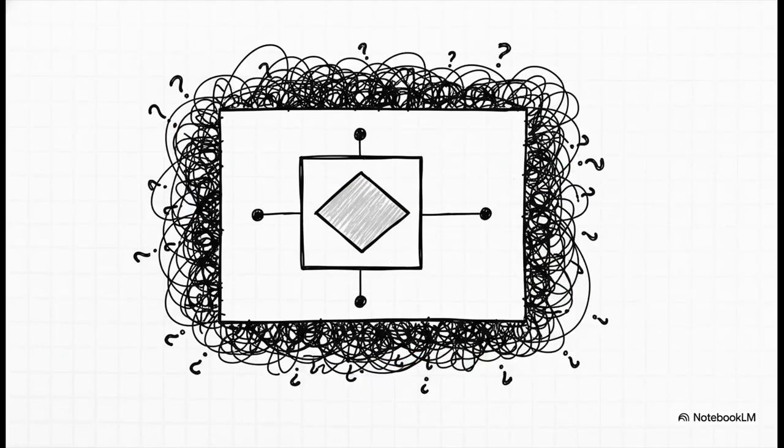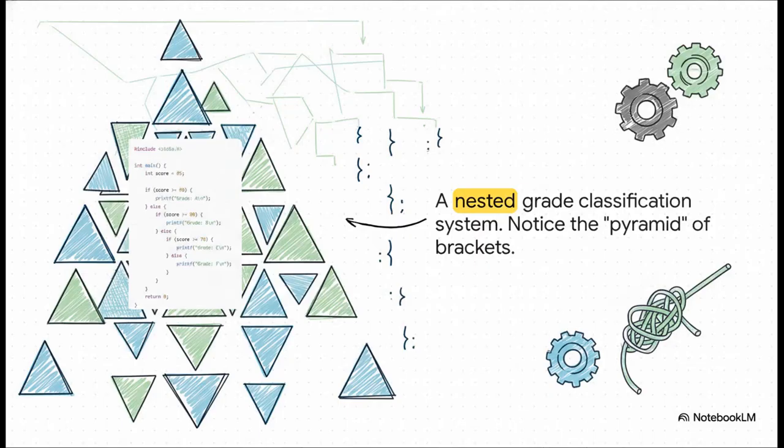Now, you can start to get more complex by putting if-else statements inside of other if-else statements. This is called nesting. It's really powerful, but it comes with a huge warning sign. It can make your code incredibly hard to read and understand. Just take a look at this code for assigning school grades. See how the else block has another if-else inside it, which then has another one inside that.